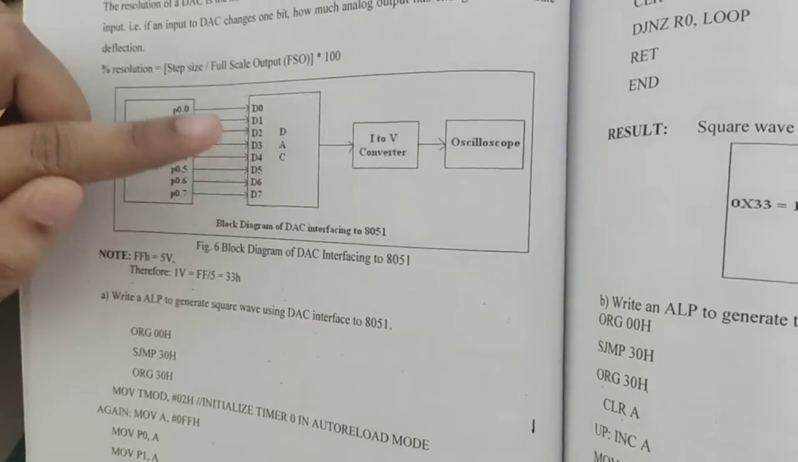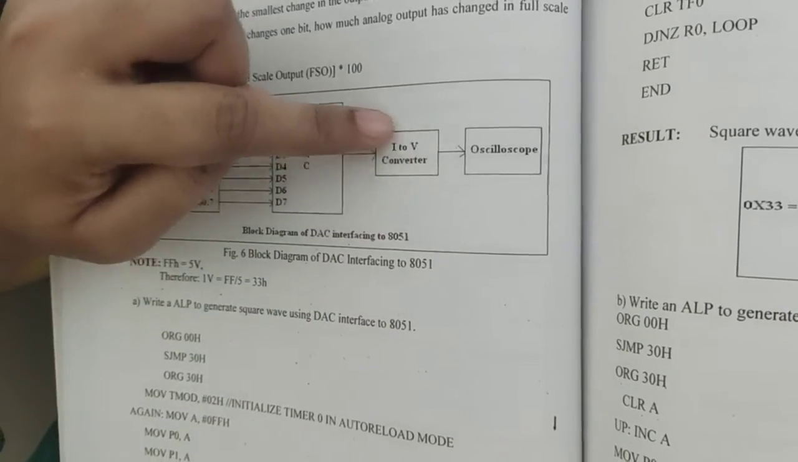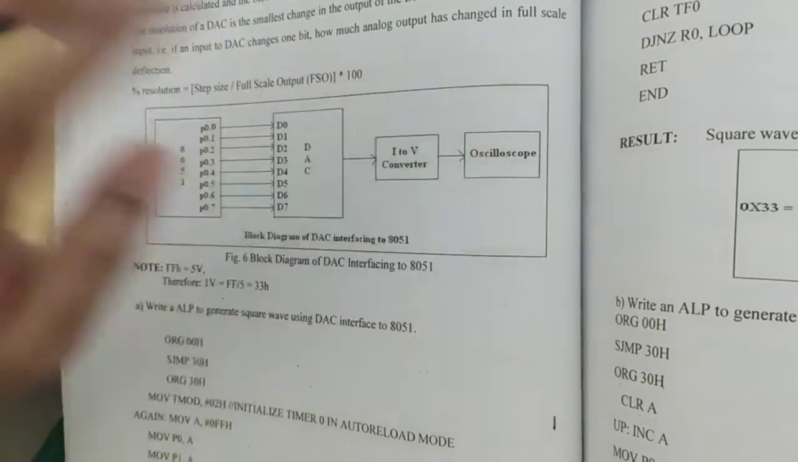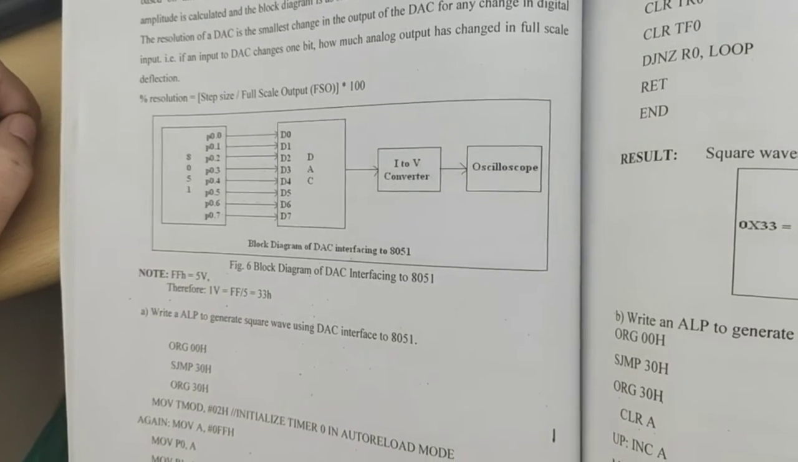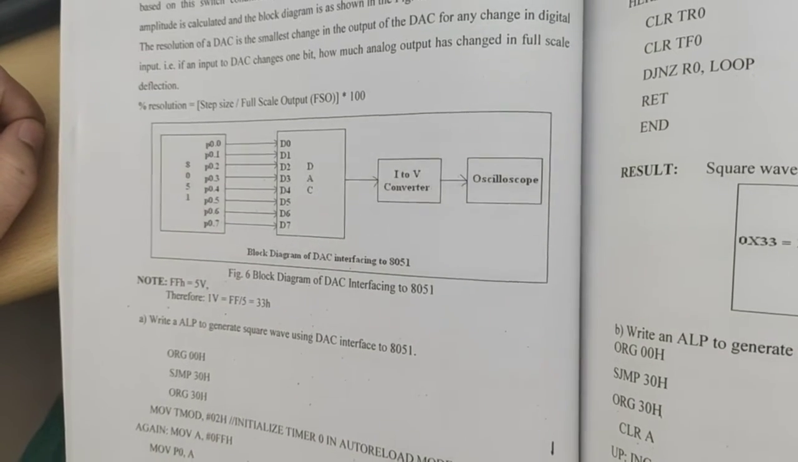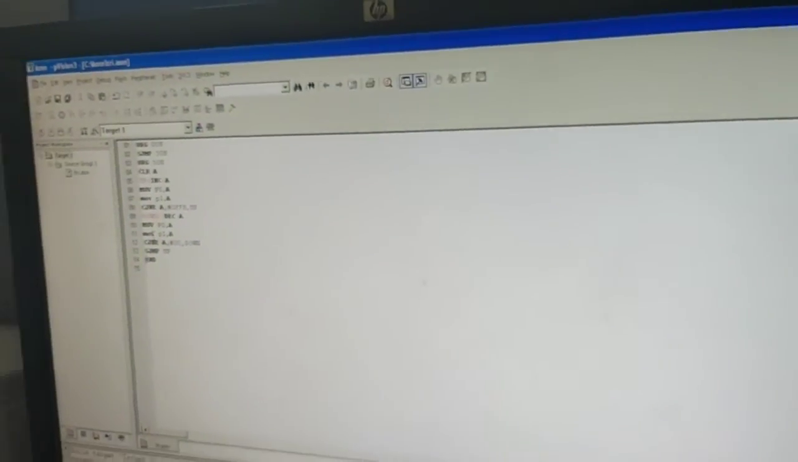Okay, and then from the DAC we take a probe, which is an I to V converter, and then it is given to the oscilloscope. In the oscilloscope, that is CRO, we are going to observe the triangular waveform. Now we will see the program to generate a triangular waveform.